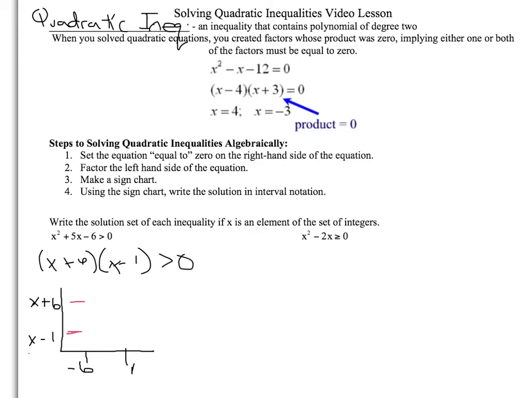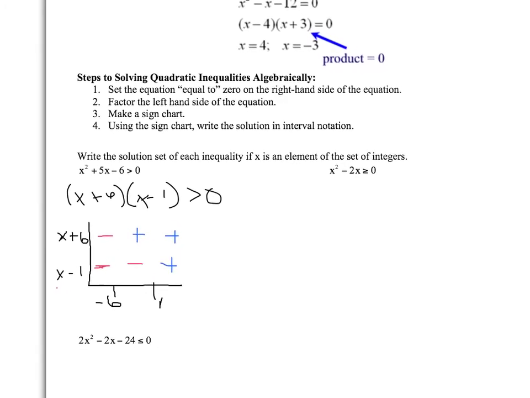Now you pick a number between negative 6 and 1, so maybe you choose 0. When I plug a 0 into the first factor, I get a positive answer. When I plug a 0 into the second factor, I get a negative answer. Now you finally pick a number bigger than 1, so maybe I pick 2. When I plug 2 into the first, I get a positive answer. And when I plug 2 into the second factor, I get a positive answer. So far, I have that sign chart.